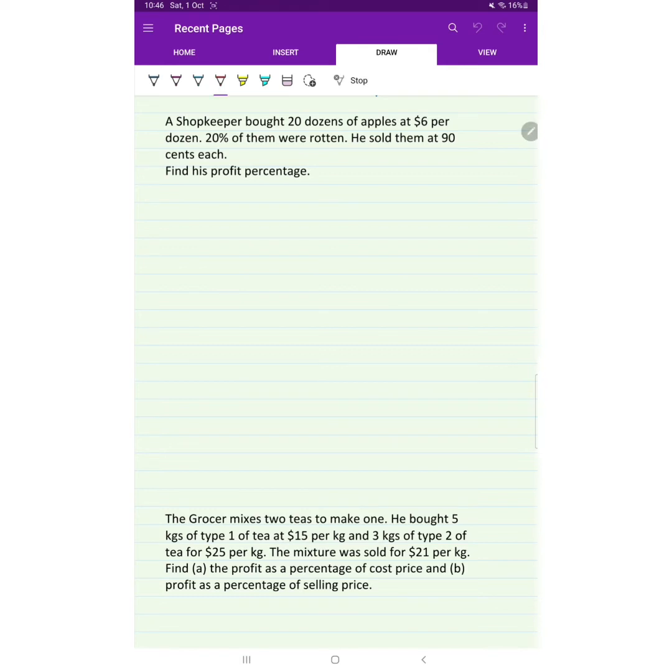So let's say it says a shopkeeper bought 20 dozens of apples at 6 per dozen. So basically he got 20 dozen. 1 dozen was $6, so his total cost is $120. All right, then it says that 20% of them were rotten.